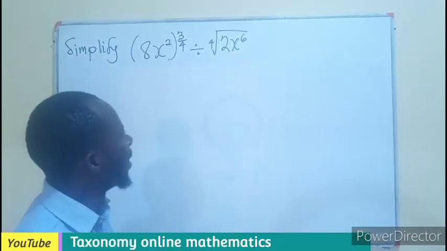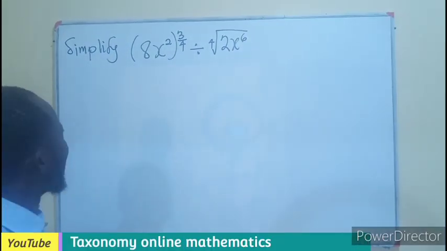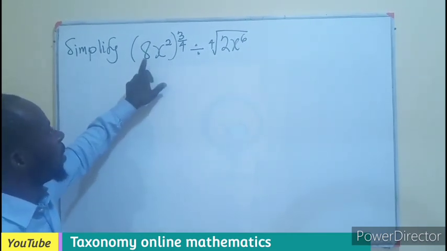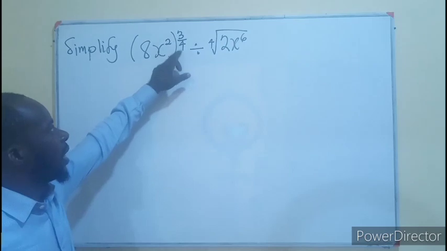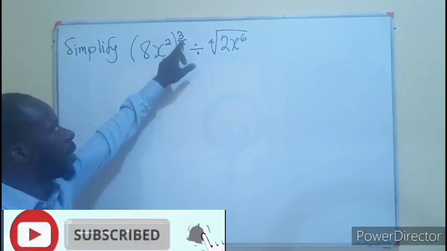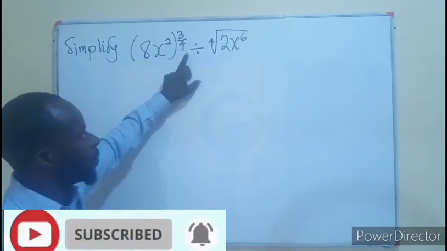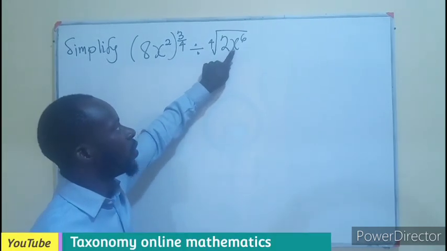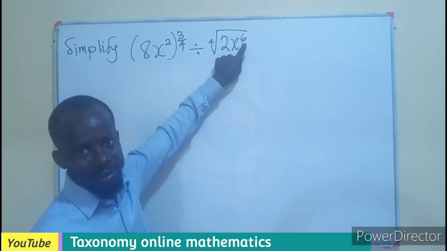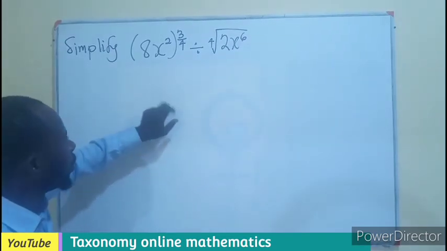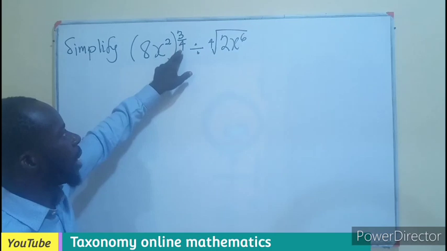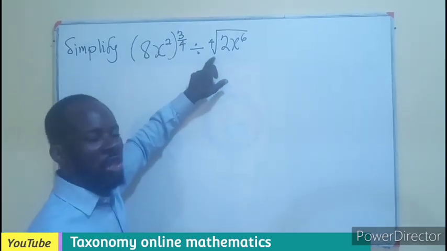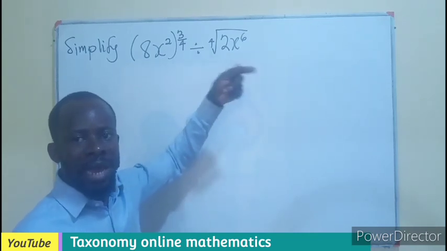Welcome. Let's solve this question under indices. So we can see that 8x squared is being raised to the power, then the whole thing is being divided by the fourth root of 2x exponent what? 6. So the first thing we need to do is to distribute the power outside the bracket into the bracket, then change the fourth root to become an exponent.